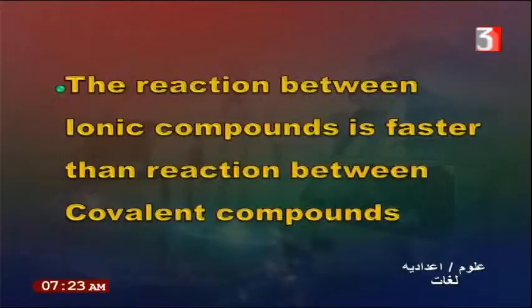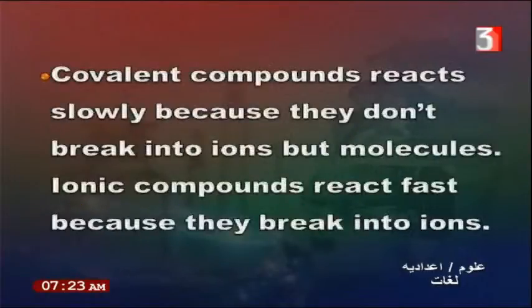The reaction between ionic compounds is faster than reaction between covalent compounds. This is an important question also. Why? Because covalent compounds react slowly, they don't break into ions but react as molecules. In the case of ionic compounds, they react faster because they break into ions.